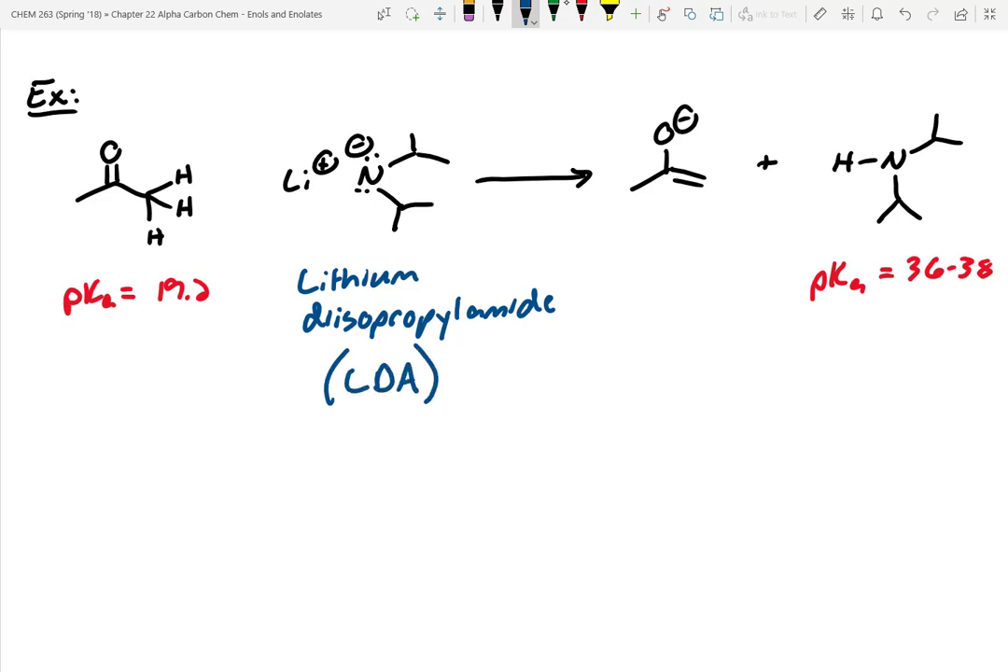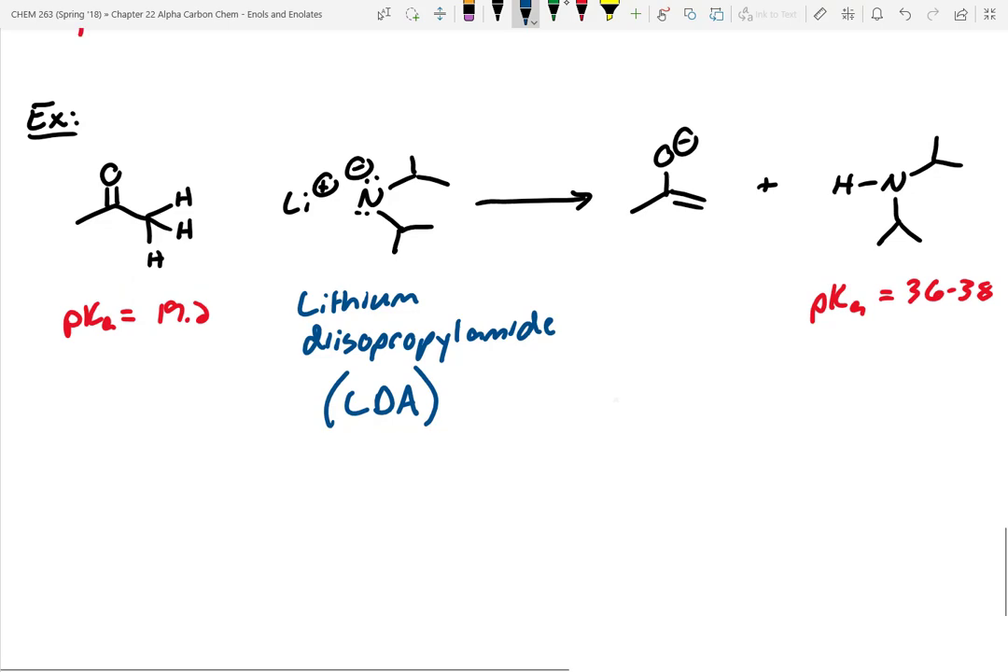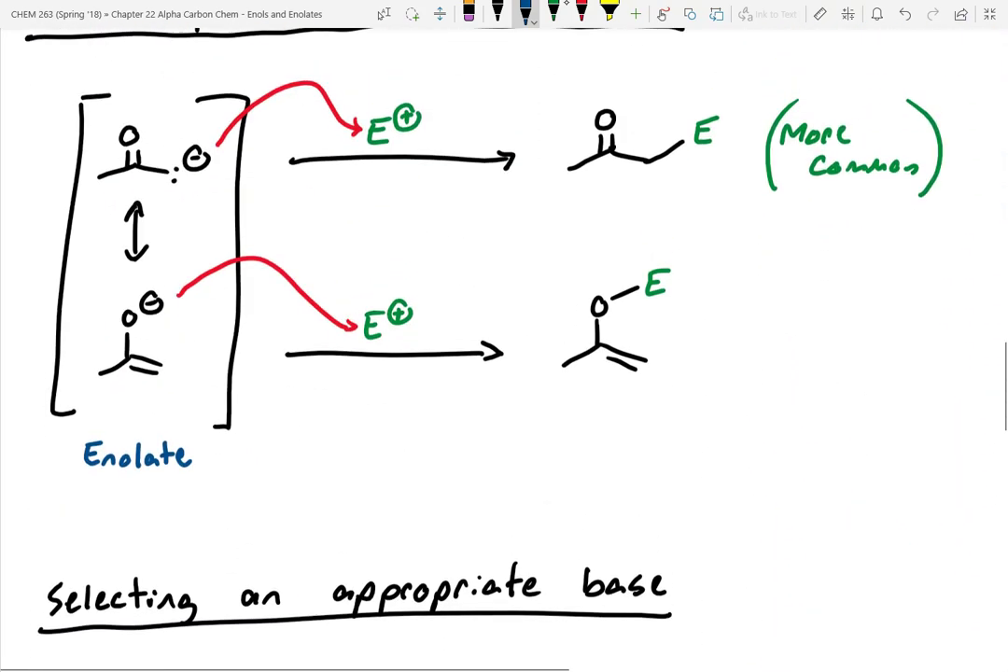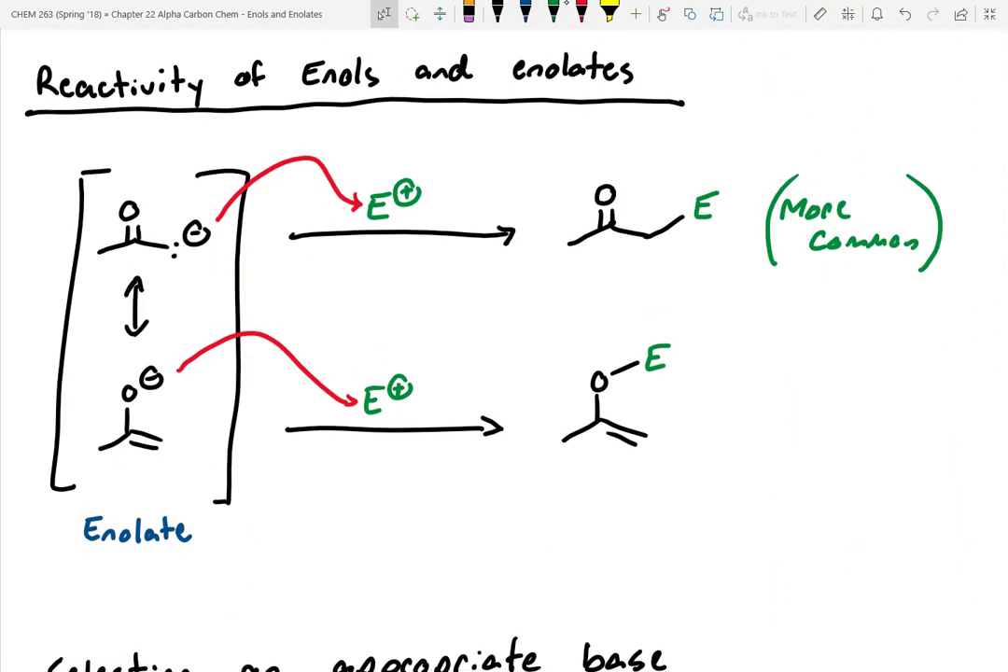The key with LDA, though, is it's a really, really big, bulky, strong base. That means it's awesome for forming enolates. It won't add in accidentally to the carbonyl. Make sense? All right. So now what we're going to do is start talking about other reactivity involving the alpha carbons. And if you remember, I said the more common attack is where the carbon acts as the nucleophile, so that's where we're going to begin.